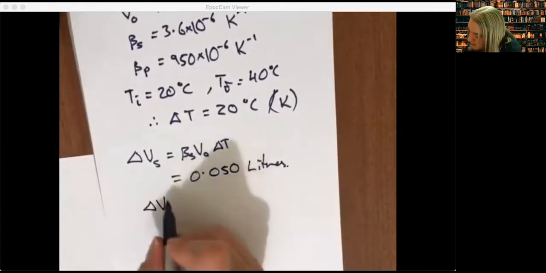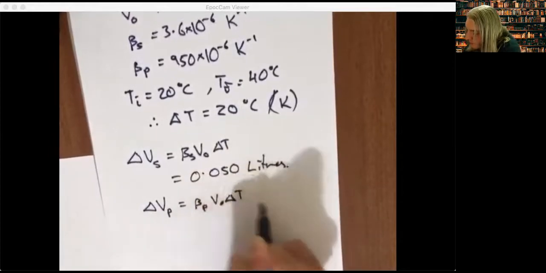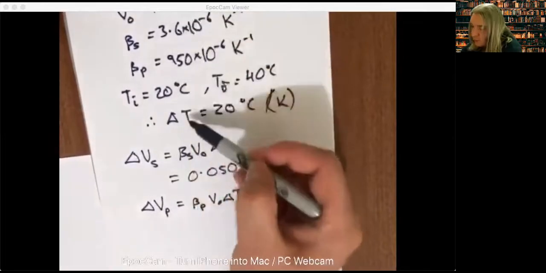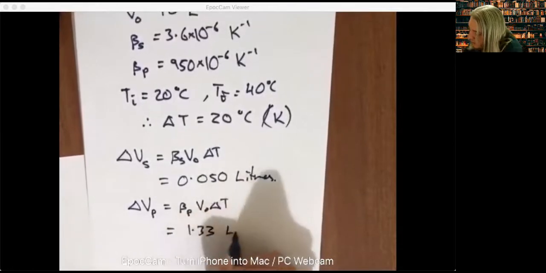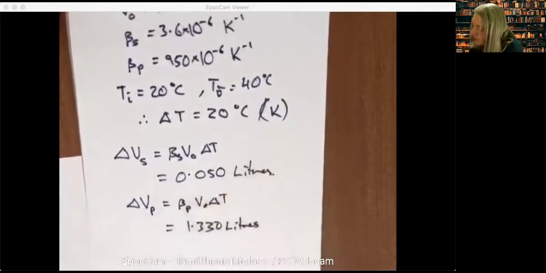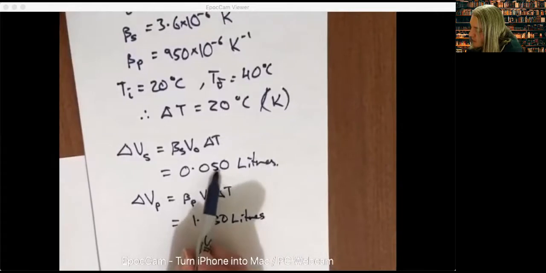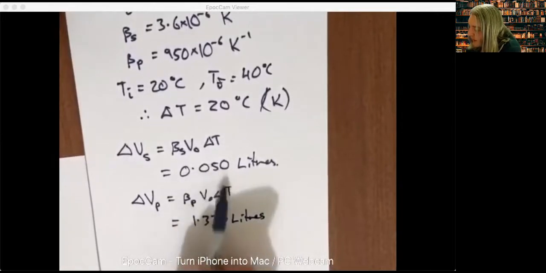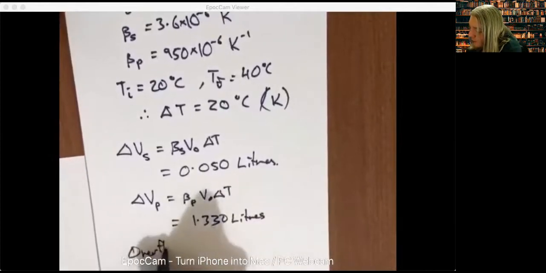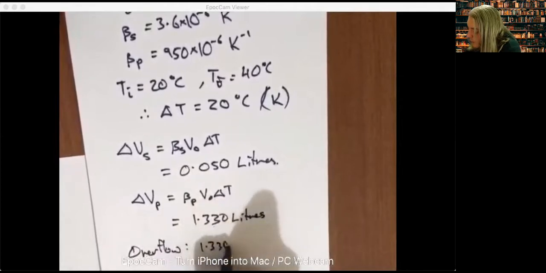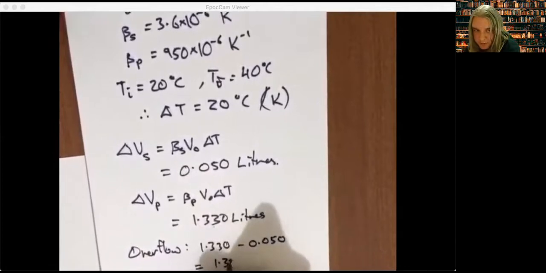The change in volume of the petrol, exactly the same thing, but now for petrol. So we're just using the 950 term for beta, still the same volume, still the same delta T. And that gives us 1.33 litres. So the petrol is going to expand by that much, but the tank only expands by that much. So 0.05 of this will be able to stay in the tank because the tank is now bigger, but the rest of it will overflow. So the overflow is going to be 1.330 minus 0.050, which is equal to 1.325.